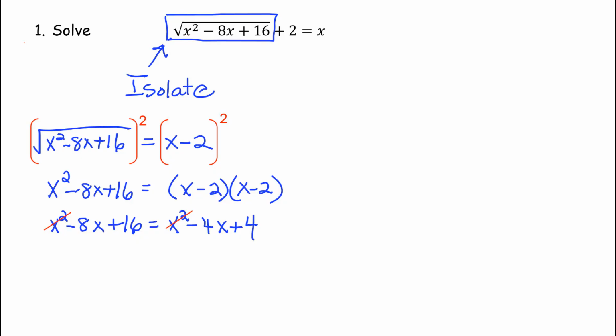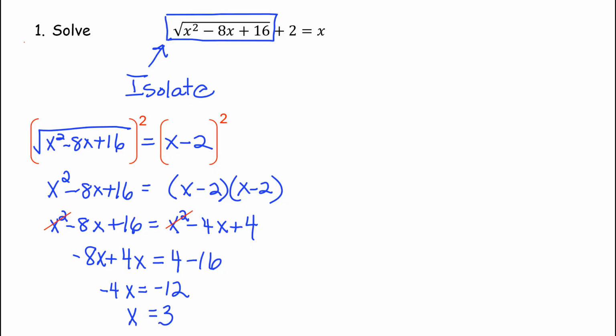The x squareds cancel, so I want to get all my x's on one side and my constants on the other side. So I'm going to add 4x on both sides and subtract 16 on both sides. So I've got negative 8x plus 4x, and then that equals 4 minus 16. Add the like terms, and you have negative 4x is equal to negative 12, so x is 3 if you divide both sides by negative 4.